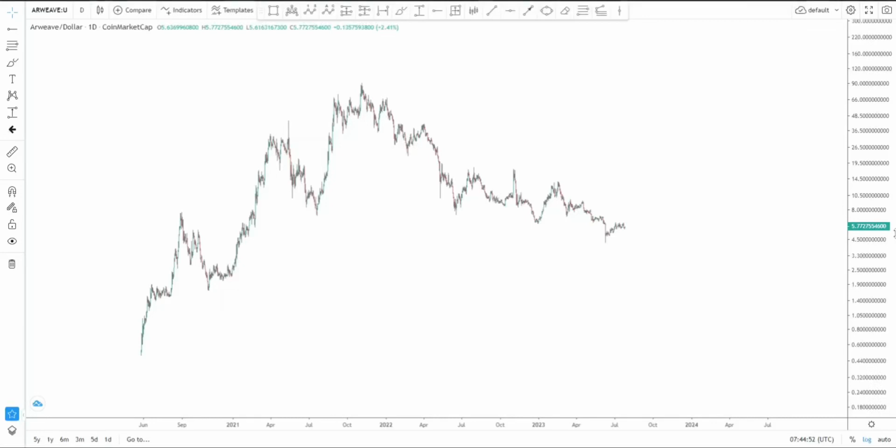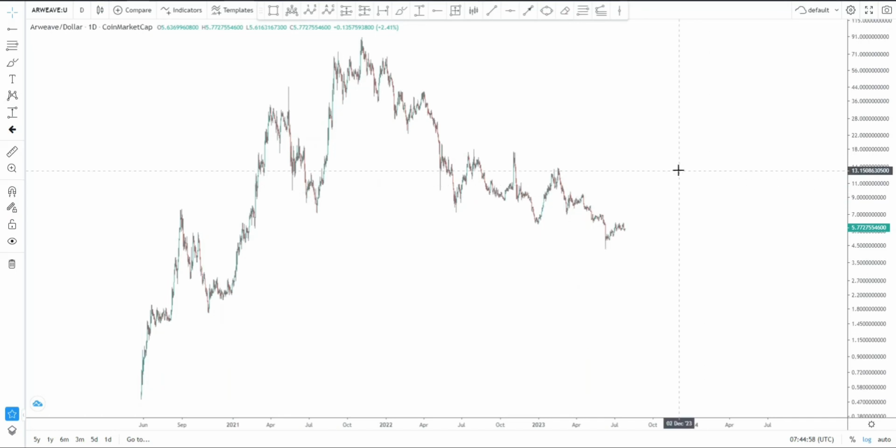Welcome back to the channel and welcome back to another Arweave update. We want to quickly take a look at the price chart as it's communicating something that is amazing to us. So we want to take a closer look from even a shorter time frame perspective. Then we will tie it to a bigger time frame perspective and come up with a clear picture on what exactly we have on the Arweave price.